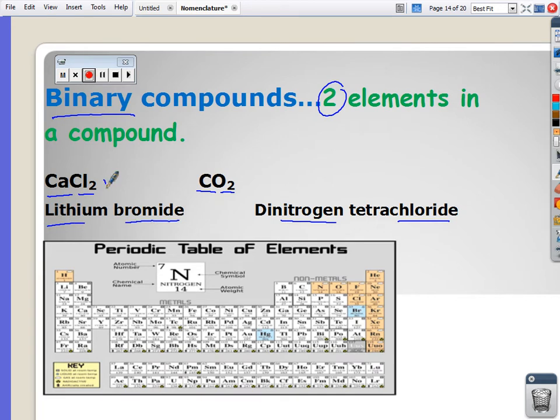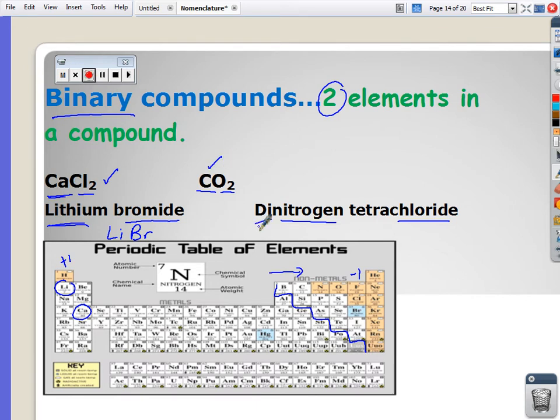This is called calcium chloride, a metal and a nonmetal, Mr. and Mrs. This is called lithium bromide, LiBr, because lithium's throwing 1 and bromine's catching 1. Where's carbon land? Oh, look. It's on this side of the stairs, so it must be Greek. So I'm going to call that carbon dioxide.